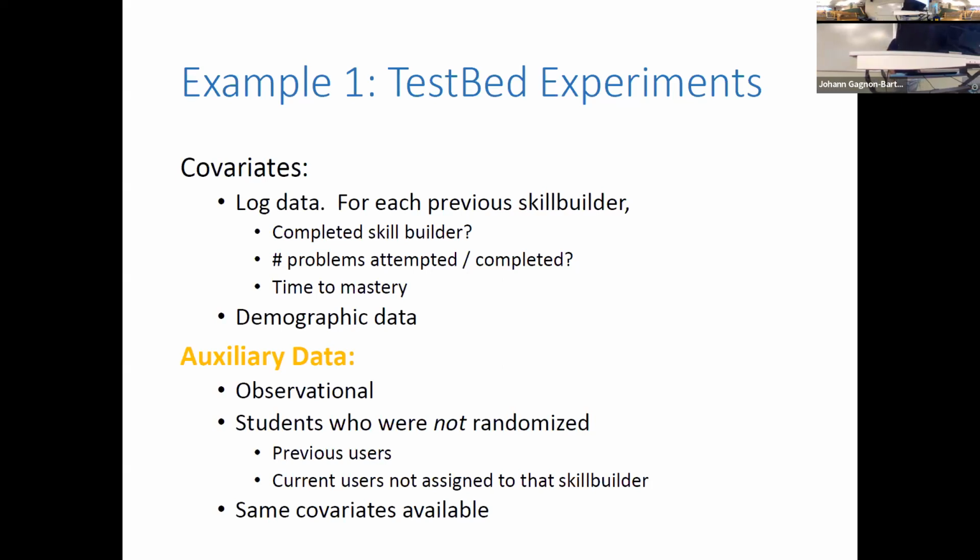We also have a really nice auxiliary data set, which is observational in nature, and it's basically all of the students in Assistments who were not randomized. So not the 447 that were part of this experiment, but everybody else. So this might be previous users, or it could be current users that weren't assigned to this particular skill. And for all of these students, we have the same covariates available. Okay, so that's one motivating example.